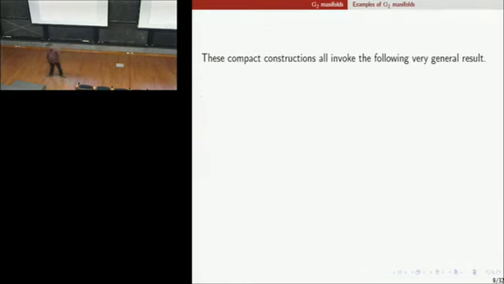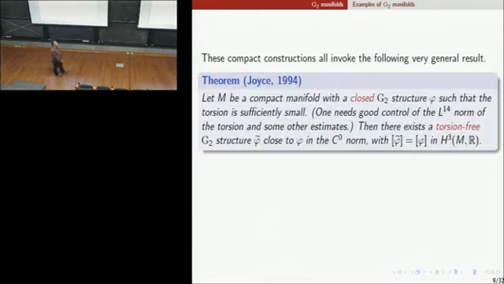Okay, so Mark alluded to this as well. All these compact constructions use a very general result of Joyce. It's basically saying that if you almost have torsion-free, then you can get torsion-free by perturbation. So, a little more precisely than Mark said, but still not completely precisely: if you have a compact manifold with a G2 structure which is just closed, but not co-closed, and if the torsion is sufficiently small, you have to control the L14 norm of the torsion and some other estimates, then Dominic showed you can actually perturb this 3-form to get an honest torsion-free G2 structure close to phi, and in fact, even in the same cohomology class. Okay?